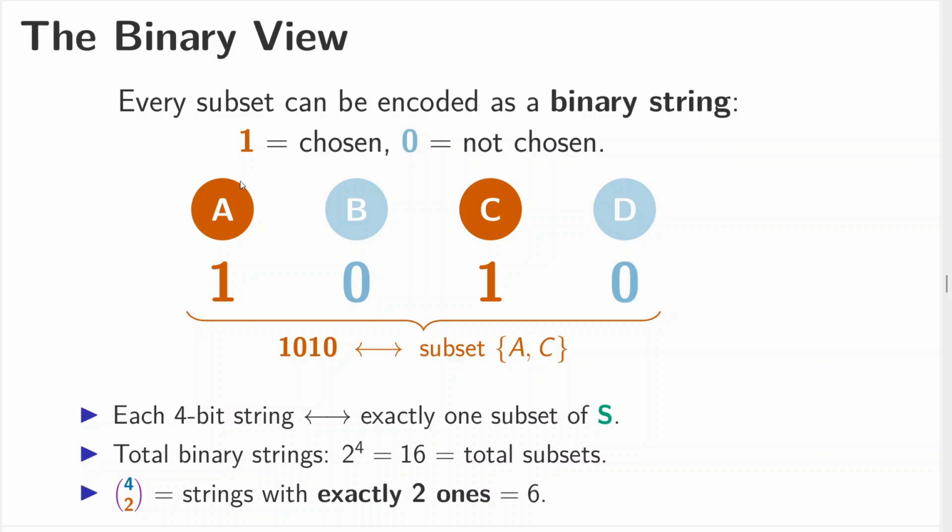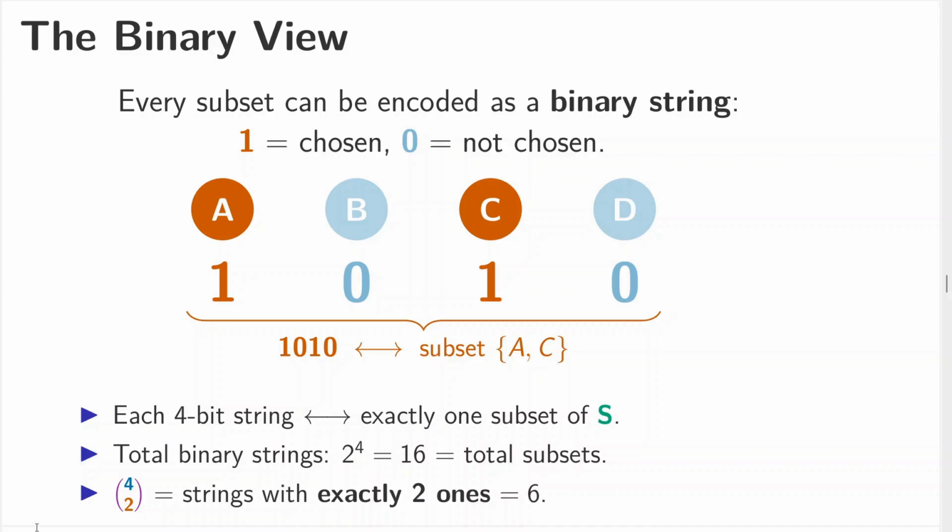Imagine our 4 items, A, B, C, and D. If we write the binary string 1010, it perfectly represents the subset containing just A and C. Each unique 4-bit string corresponds to exactly one subset of our main set. Because there are 4 positions, the total number of binary strings is 2 to the power of 4, which equals 16, representing all our possible subsets.